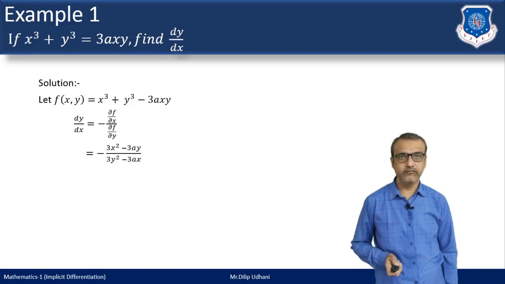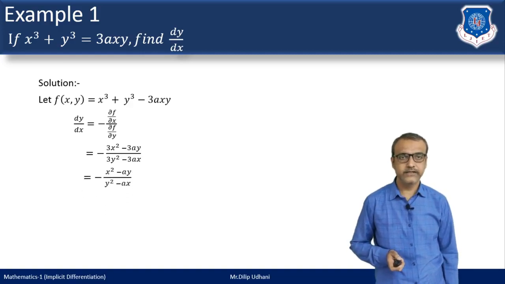Now divided by, we have to find del f by del y, so the partial derivative of f with respect to y. The first term is x cube, so its derivative will be 0 because this is constant. Then the derivative of y cube, again using the formula d by dx of x raised to n equals n into x raised to n minus 1, will be 3y square. Then minus 3ax will be constant and the derivative of y with respect to y is 1.